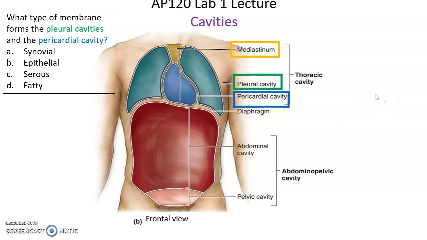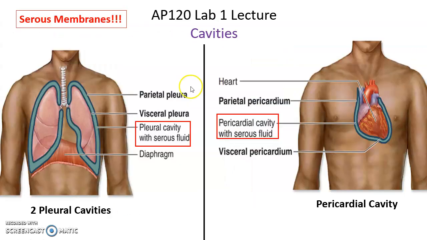The pleural cavities and the pericardial cavity are formed by serous membranes, as I've already mentioned. So serous membranes have 2 layers. They have a visceral layer that lies on the organ, and they have a parietal layer that is exposed to things surrounding that organ. And between them is a thin little space filled with serous fluid. So visceral layer, parietal layer, serous fluid in between.